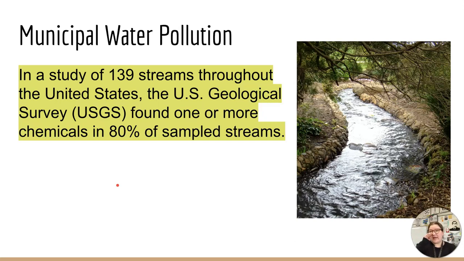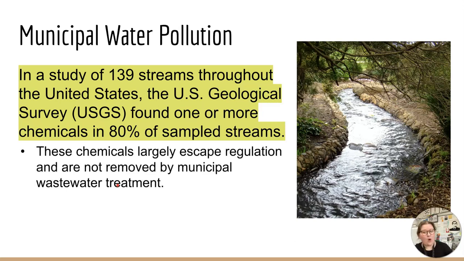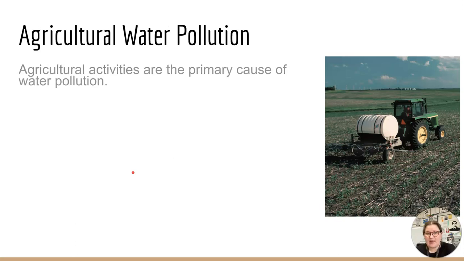And you may think that's fine, it's staying in the pipes, right? Like it's a closed system. I'm creating wastewater, but then it's going to the treatment site and then it's coming back. Fine. Not fine. In a study of 139 streams, the U.S. Geological Survey, or USGS, found one or more chemicals in 80% of the sampled streams. So even water in the wild is affected. These chemicals largely escaped regulation and are not removed by municipal wastewater treatment. So even saying it's fine, it's going to treatment, treatment does not remove everything. We haven't gotten there yet.